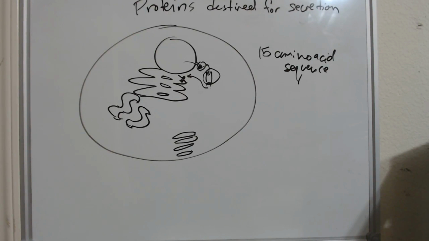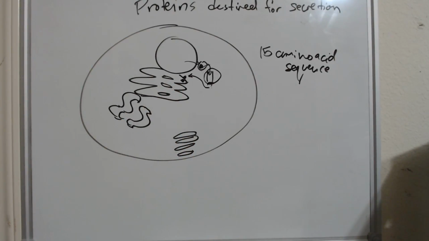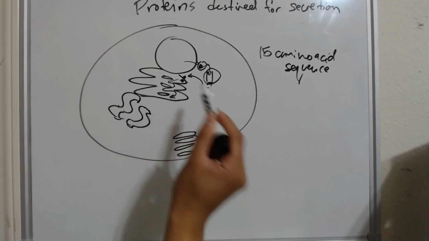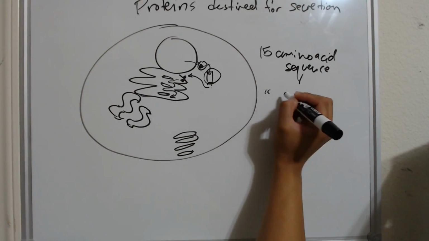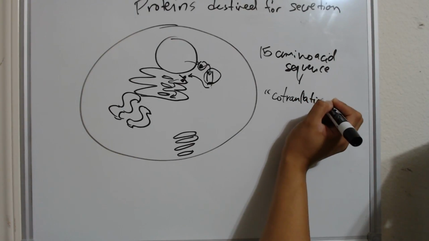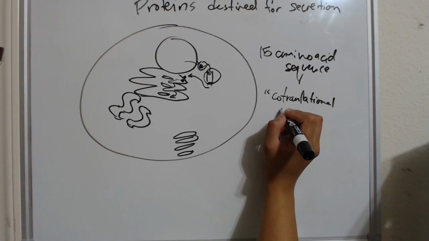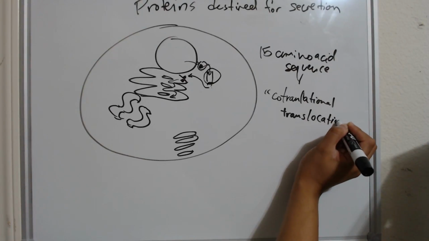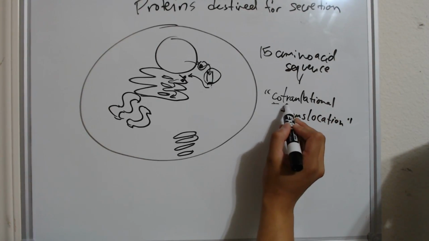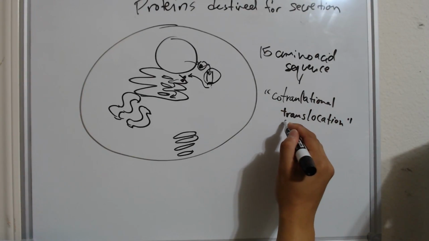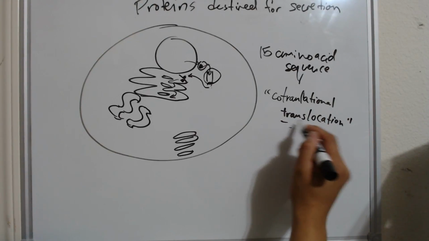And so it will continue to be translated inside the rough endoplasmic reticulum while it moves through it over here like that. And this is called co-translational translocation. So this means co-translational, that means while translating, at the same time while it's moving, translocation, changing location.